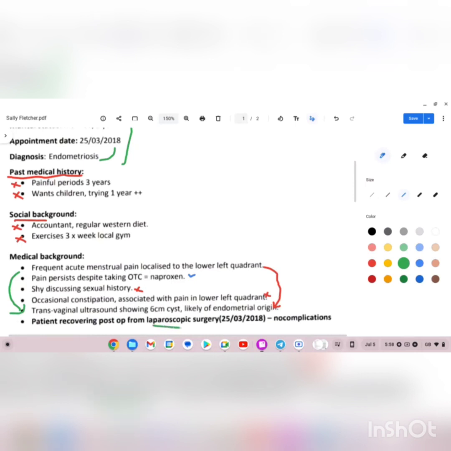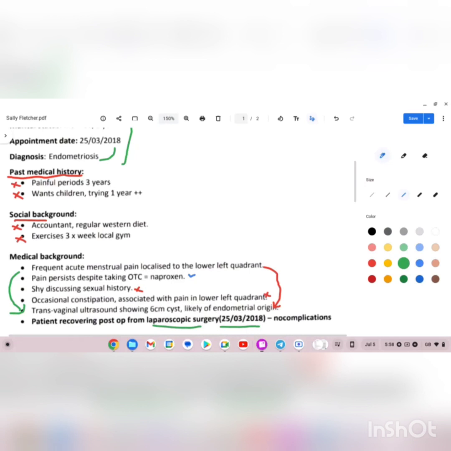Therefore the patient underwent a laparoscopic surgery on the admission day itself. It may have been done before, but you can mention it as semi-relevant because the patient is being admitted. So you can mention that just to support your information. The patient is recovering post-op from laparoscopic surgery without any complications. So until here it is clear.